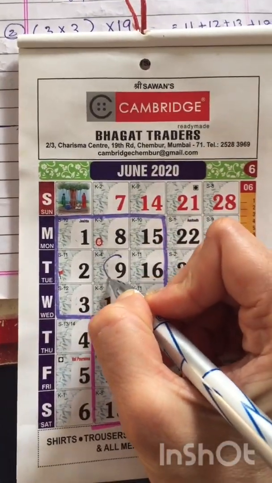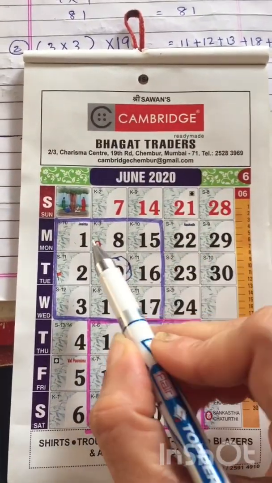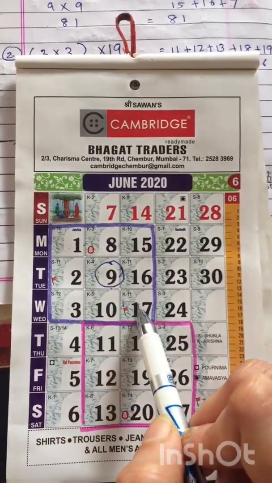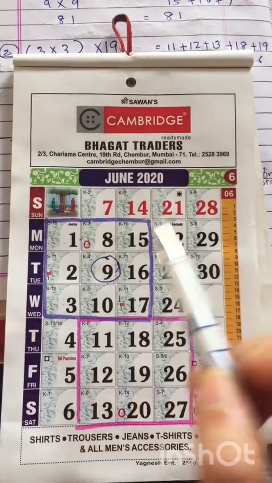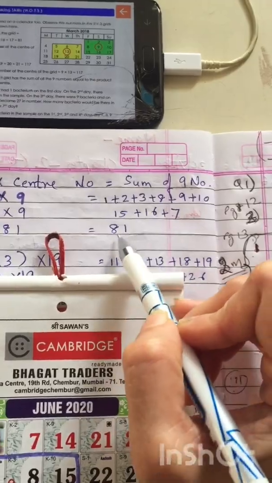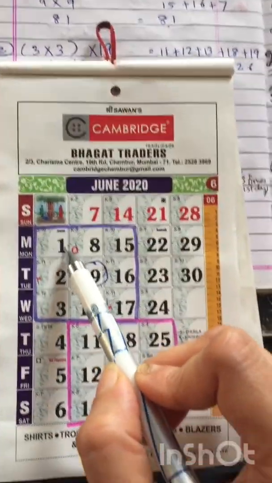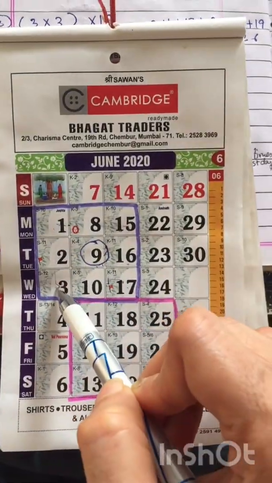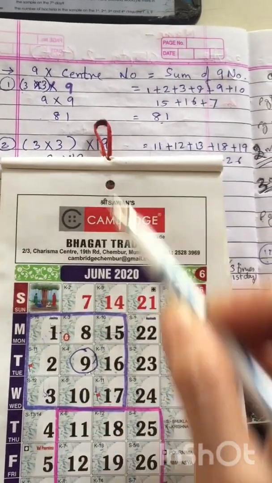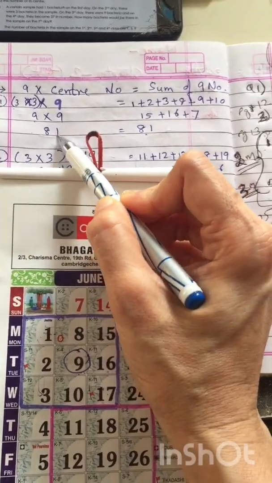Now this number 9 is the center number. If I multiply this 9 by 9, why are we taking 9? Because the total numbers are 9. So 9 into 9 is again 81. Here, if you add all the numbers, that is 81, and these rows and columns, 3 into 3, is 9, and the center number is 9. So we are multiplying 9 into 9 and we get 81.